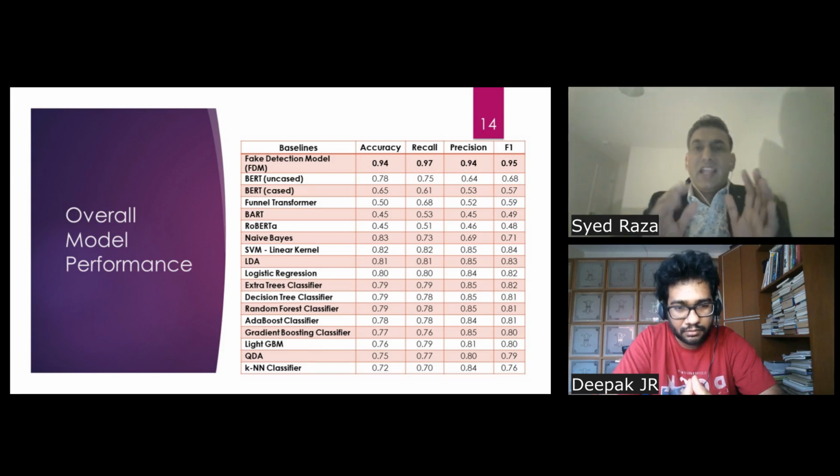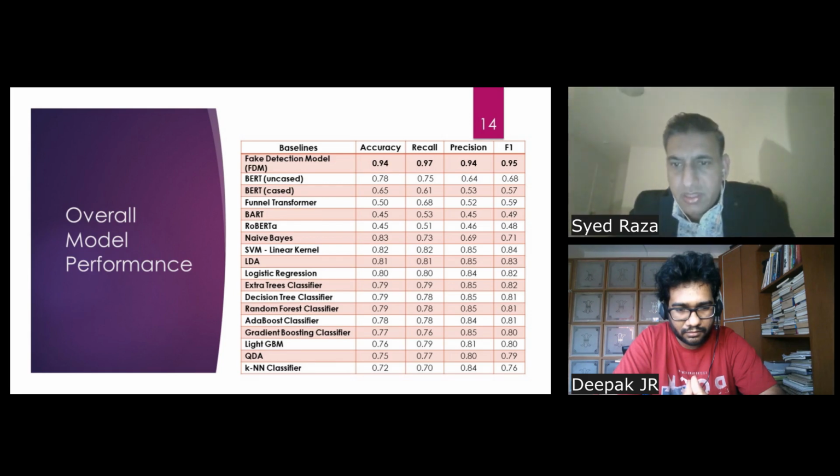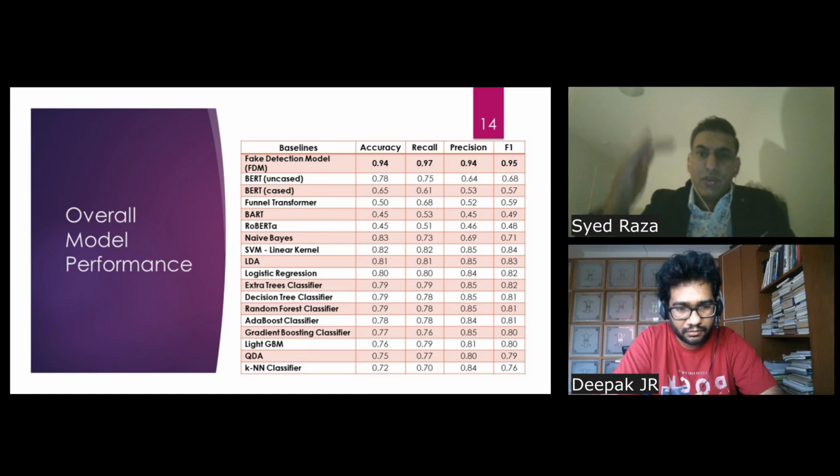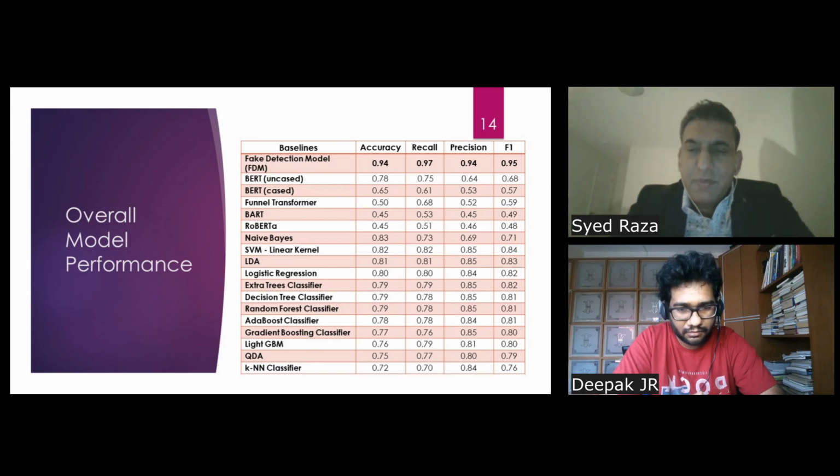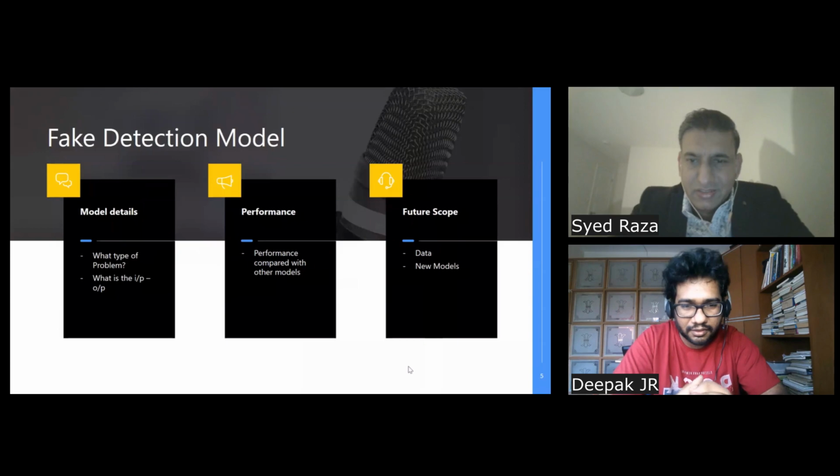It's not only that overall it is best; it is also best when comparing individually with the best model for each metric. For example, the best accuracy among the baselines comes out to be 83%, that is Naive Bayes, and ours comes at 94%. For recall, the maximum among the others is 82%, and ours is 97%. So individually also, it is performing very well.